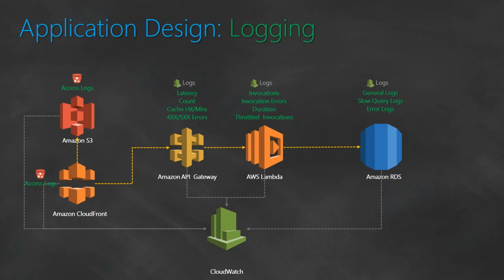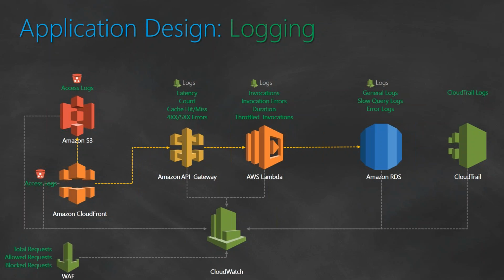Apart from this architecture, we also have CloudTrail. Every AWS account should have CloudTrail enabled so that you can have a log of all the API activity that is happening in your account, and you should feed it into CloudWatch so that you can have operational insight over your account. In addition to this, if you remember, we are also using web application firewalls for layer 7 firewall capabilities. So we will be taking the logs of the total requests coming into this solution, and also the allowed requests as well as the blocked requests.